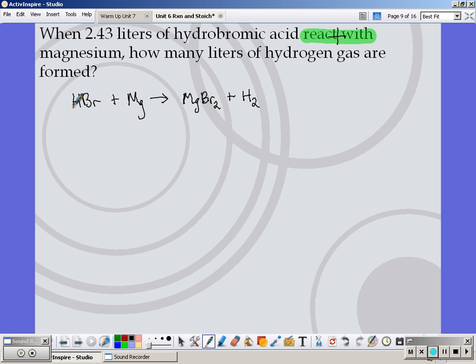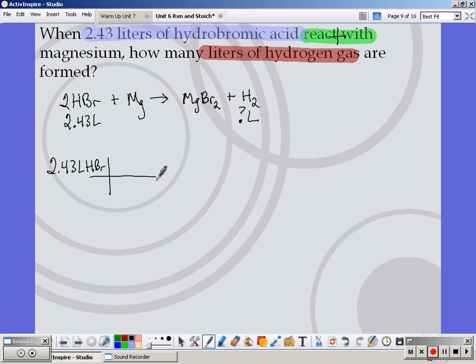To read the question, I'm given 2.43 liters of my acid, and I'm looking for liters of hydrogen gas. So underneath my acid, 2.43 liters, and under hydrogen gas, question mark liters. So the first thing I want to do is convert to moles. So there's 22.4 liters of HBr in 1 mole. 22.4 always goes with liters, no matter what. Mole of HBr to mole of my unknown H2. I use the coefficients 1 and 2.